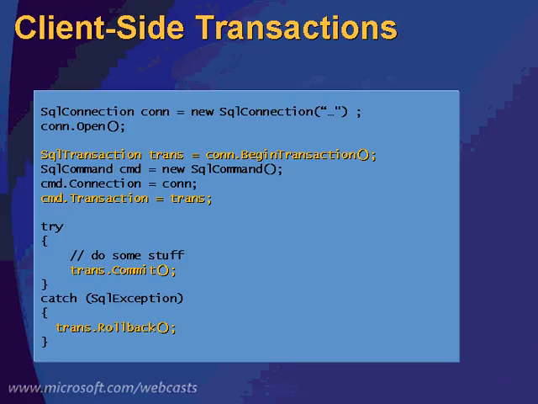So once you've got that transaction object, you apply that to the transaction property of your SQL command, and then in your try-catch, in your try, you do a commit, and in your catch, if there's an error, you do a rollback, and then that's really all you need to do transactions from the client in .NET.